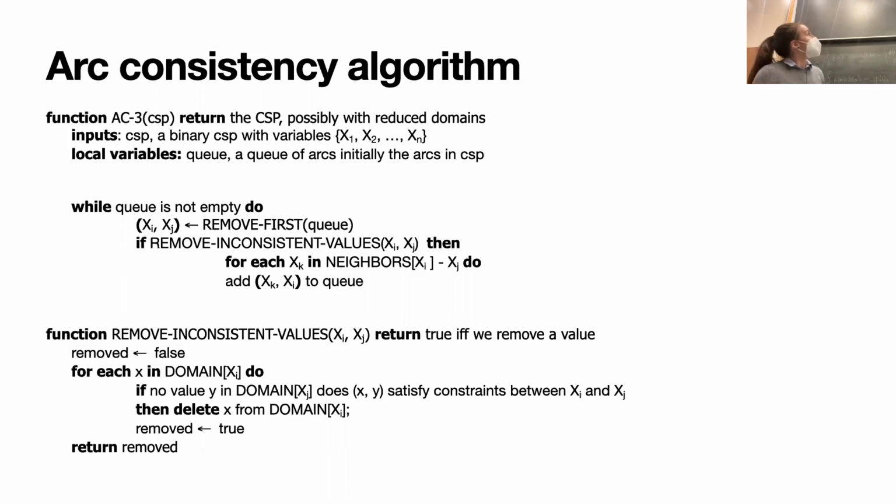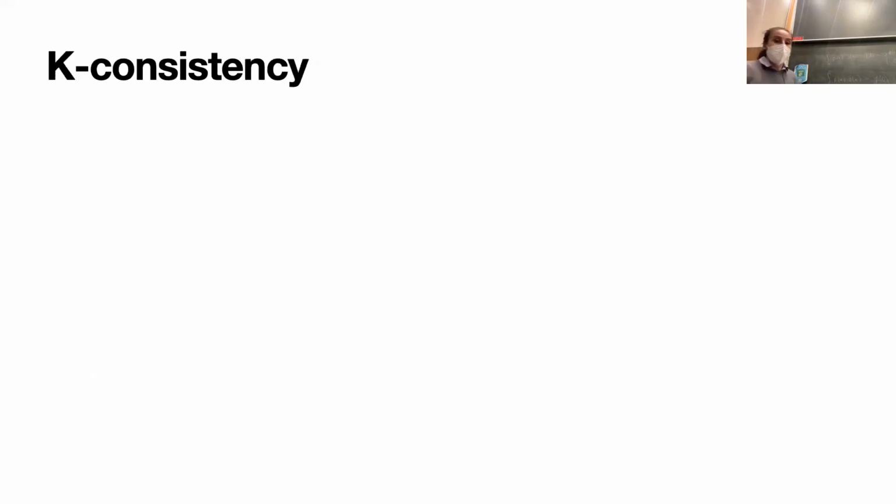A3, you have the arc initially, you have the key. Is that like every combination of links? Exactly. So that will be basically determined by every connection that you have in your constraint satisfaction. Yes. Awesome. Cool. So we've seen arc consistency, but there are many other notions of consistency.